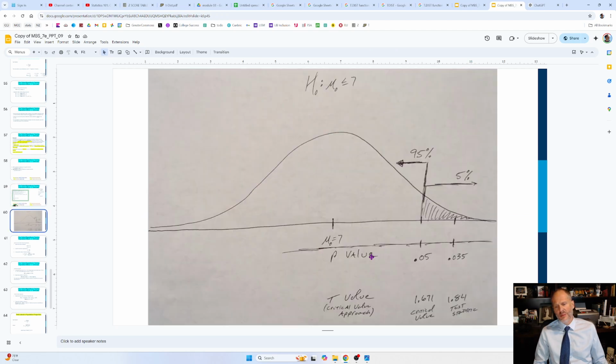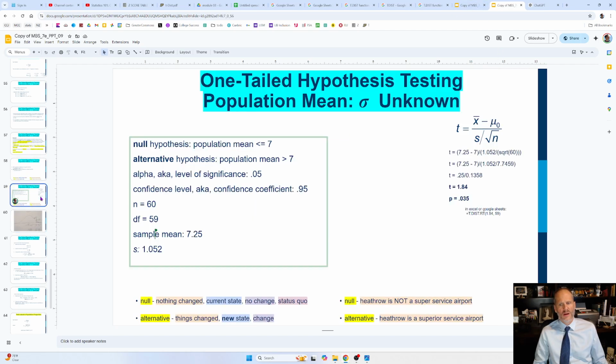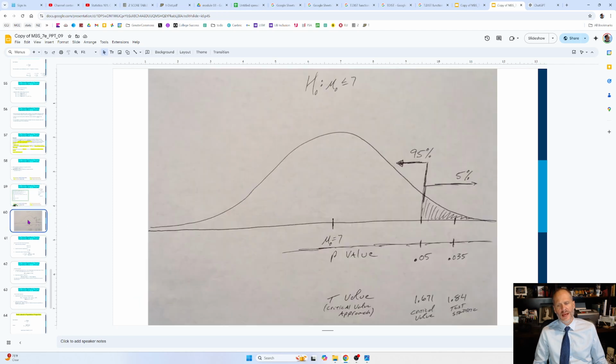And we're going to have a probability value, and we're going to have a t-value. And here's our t-value, 1.84. That's what we just calculated. And then we need to find this probability value right here, the p-value. So this would be the critical value approach. This would be the test statistic. This would be the critical value that we're testing it against. And we got 1.84 from doing this math. Well, what is that p equals 0.035? How do you get that?